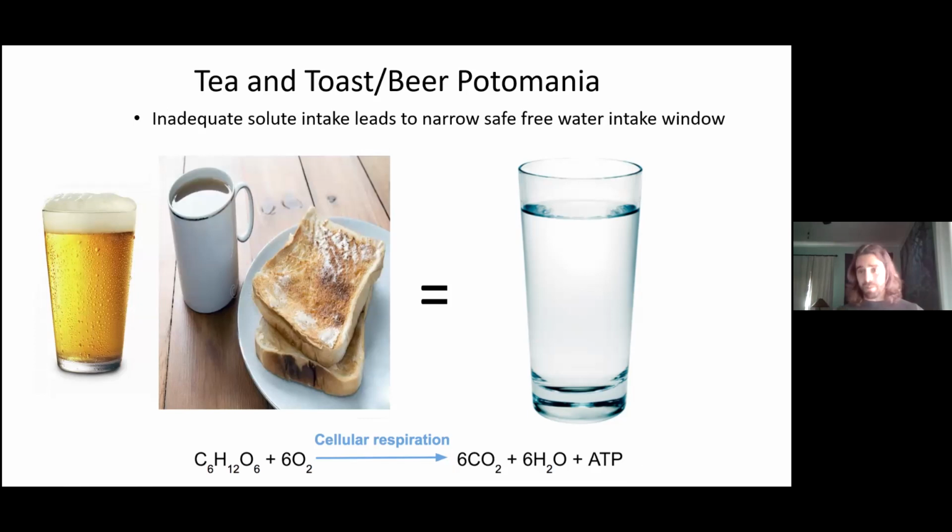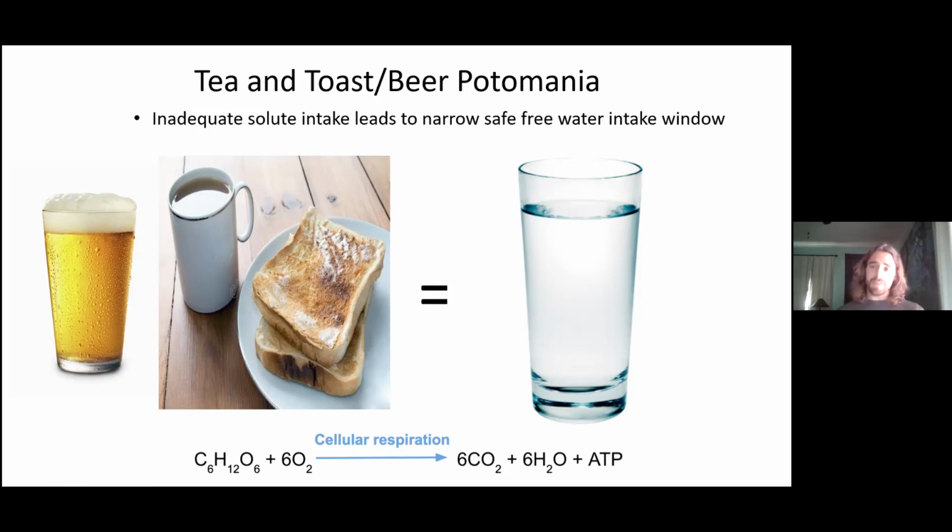So if you think about beer, the alcohol in beer doesn't end up as any solute for the kidneys to work with. The carbs, like the hops in beer, also get broken down into things that give no solute for the kidney to work with. And so a patient can be drinking a lot of beer, be getting a lot of calories, but not actually have solute for the kidneys to work with.